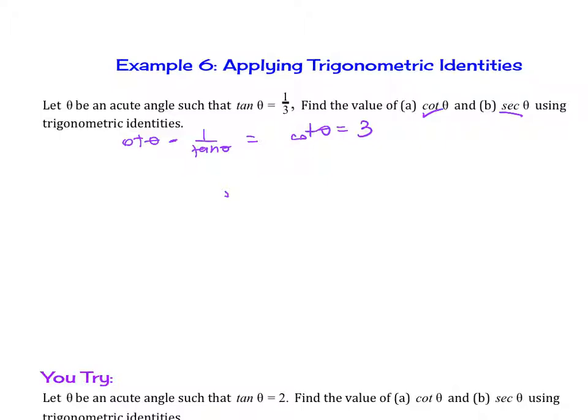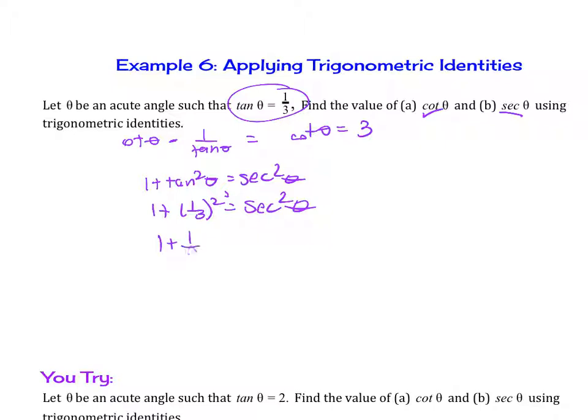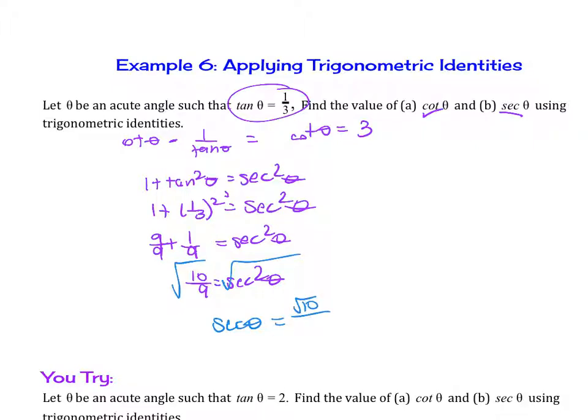So let's go ahead and use that tangent of theta is 1/3. We're going to use 1 plus tangent squared of theta equals secant squared of theta. So 1 plus 1/3 squared equals secant squared of theta. So this is 1 plus 1/9, and we can change it to 9 over 9. So this is 10 over 9 equals secant squared of theta, square root both sides. So now we know that secant of theta equals square root of 10 over 3. So that is B, and then we figured out A pretty quickly.